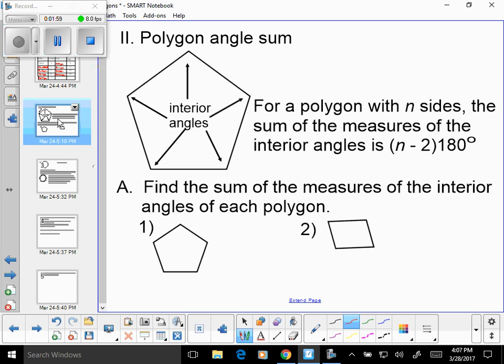The part of the lesson that is going to be a little bit more extended is to also deal with polygons and the sum of the angles of a polygon, which is why in part 2 we're going to talk about the fact that there are interior angles. For a polygon with n number of sides, so any number of sides, 3 on up, the sum of the measures of the interior angles is to take n minus 2 and then times 180. That particular formula is a very important formula to know. I would suggest you get a highlighter and you highlight this one.